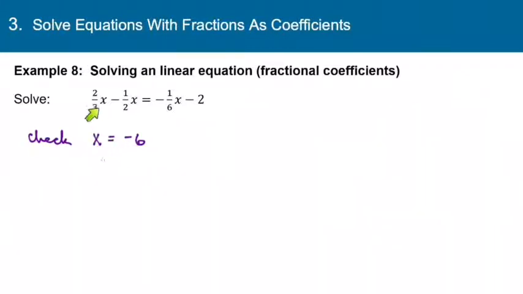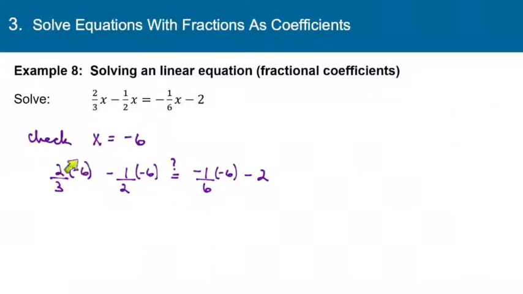Now let's take just a minute and check this solution together. So I'm going to copy negative 6 in everywhere I had an x. So 2/3 times negative 6 minus 1/2 times negative 6 equals negative 1/6 times negative 6 minus 2. And as we go back through, we should be able to take advantage of the same simplifying that we did before. Negative 6 divided by 3 would be negative 2. So 2 times negative 2 would be negative 4. Here, negative divided by negative is going to make a positive. 6 divided by 2 is 3. So that's going to give us positive 3.